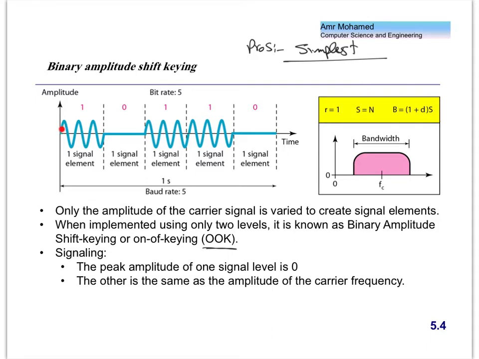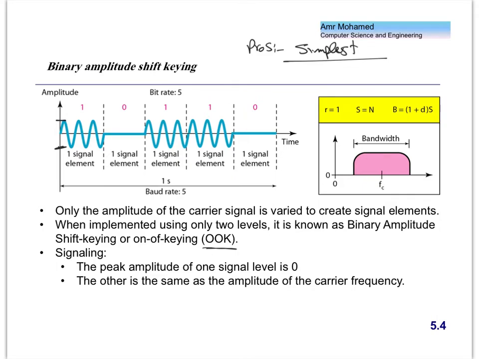And in that case, the amplitude is the most important thing here. The amplitude, that's why it's called amplitude shift keying. So the amplitude here, or the peak amplitude of the sine wave, represents the digital bit, whether it's 1 or 0.